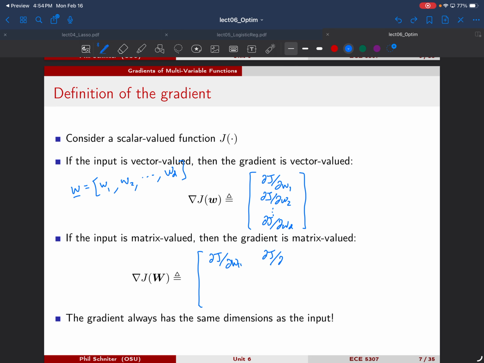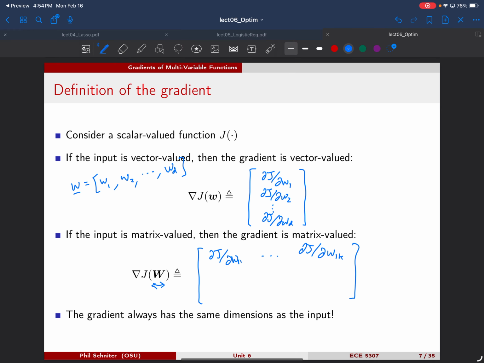sorry, we're going to take a shortcut and go all the way to the end, dJ/dw1k. So we will assume that this matrix W has k different columns. And then if we go this way, we have dJ/dwd1, and then dJ/dwdk.